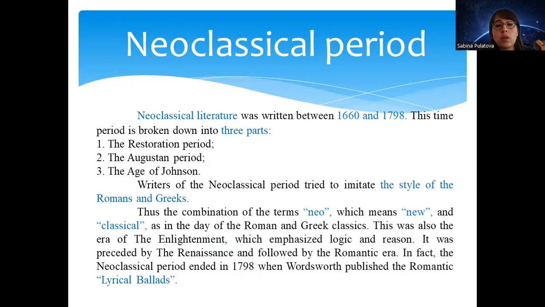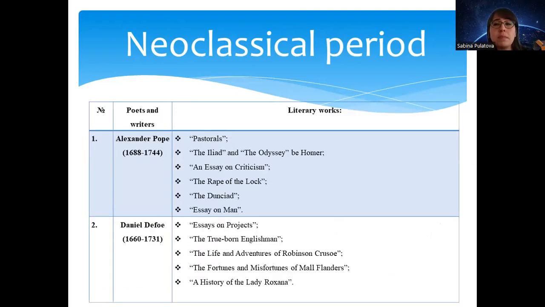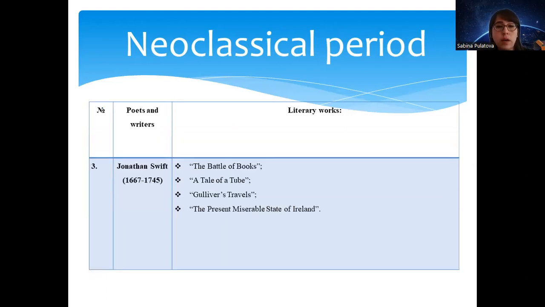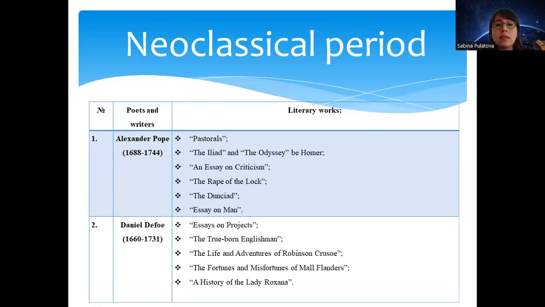This was also the era of the Enlightenment, which emphasized logic and reason. It was preceded by the Renaissance and followed by the Romantic era. In fact, the neoclassical period ended in 1798 when Wordsworth published the Romantic Lyrical Ballads. The main representatives of neoclassical period are Alexander Pope, Daniel Defoe, and Jonathan Swift. Alexander Pope's contribution was great to neoclassical period as he translated books of Homer, the Iliad, and the Odyssey.